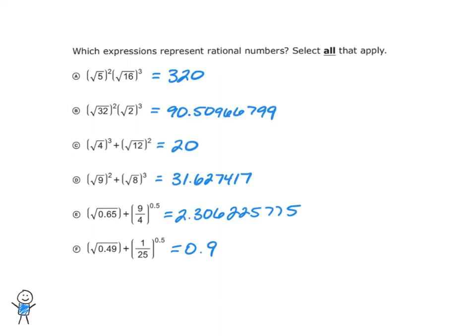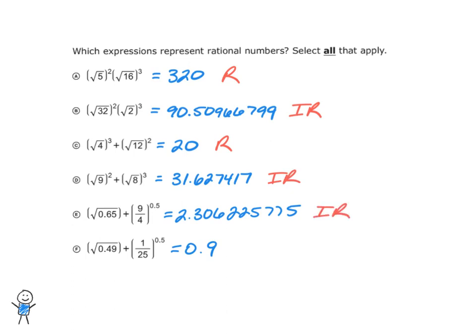Now that I've converted all the answer choices to decimal numbers, I think it becomes a lot easier to see. I can see real quick that answer choice A is 320, which we learned is a rational number. Answer choice B is an irrational pattern with a bunch of random decimal numbers, so we'll label that as irrational. Answer choice C is 20, which is a rational number. Answer choice D is 31.627417. This is an example of an irrational number. Also, answer choice E is an irrational number.